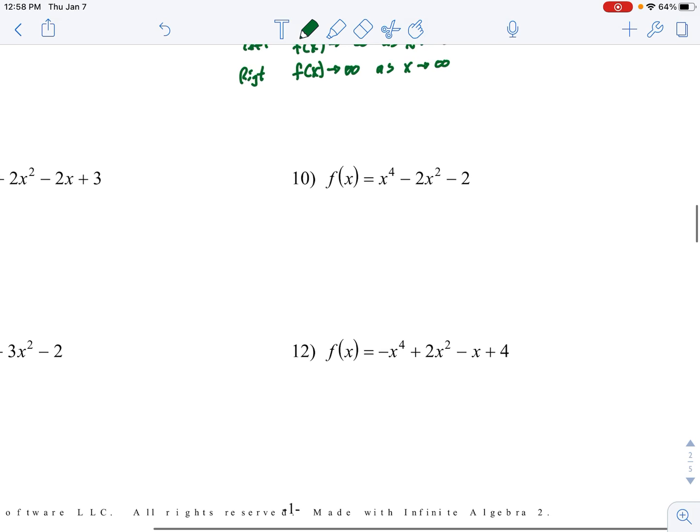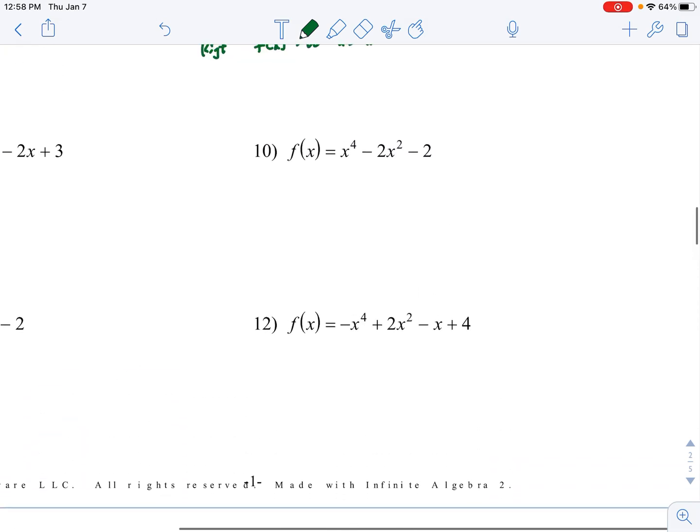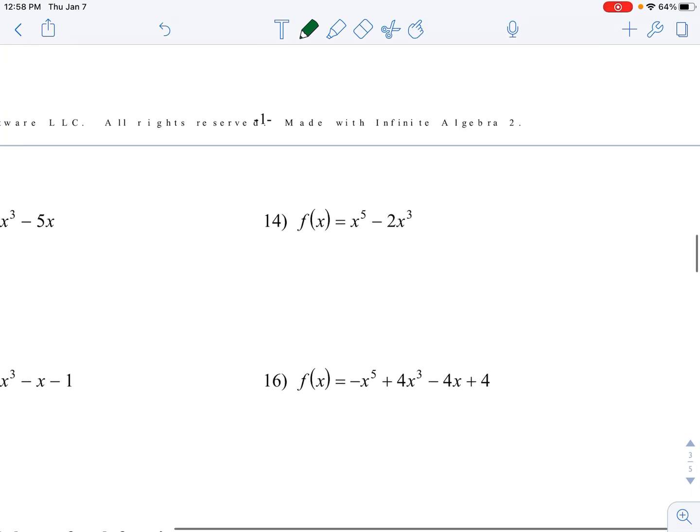So if you got the hang of it, again, you can sort of skip forward. I'm going to do just a few more examples. See, I got some with fourth powers and some with fifth powers.